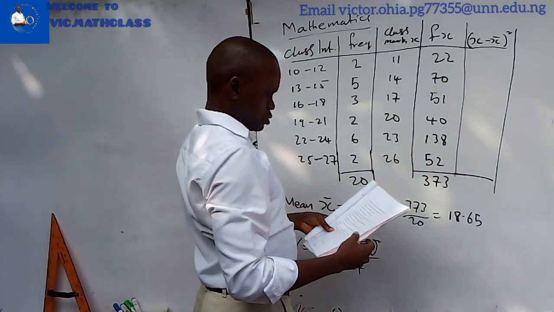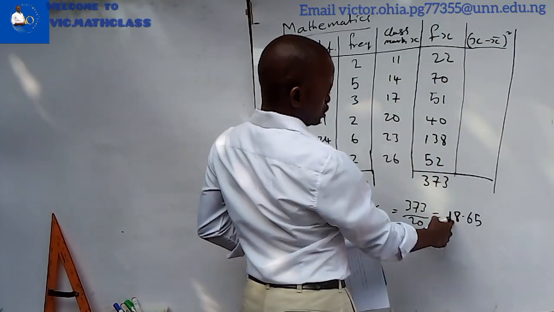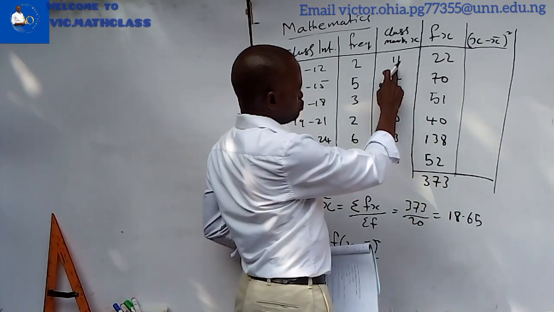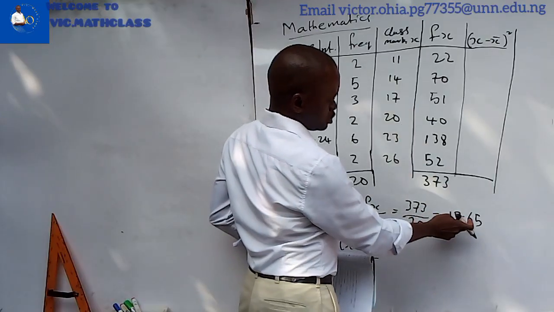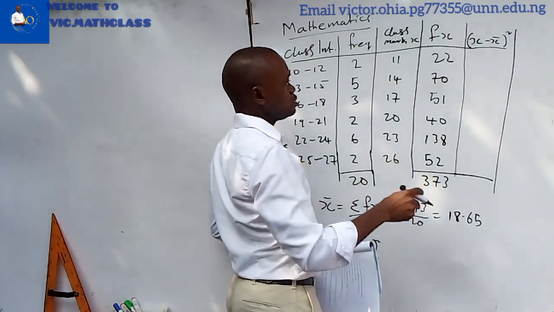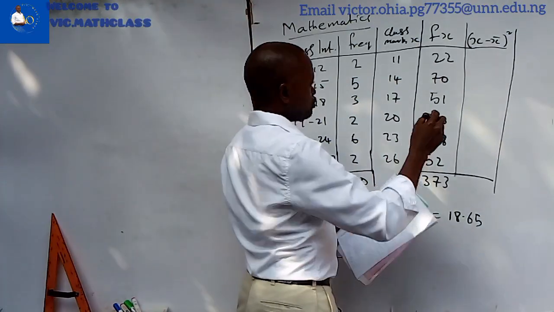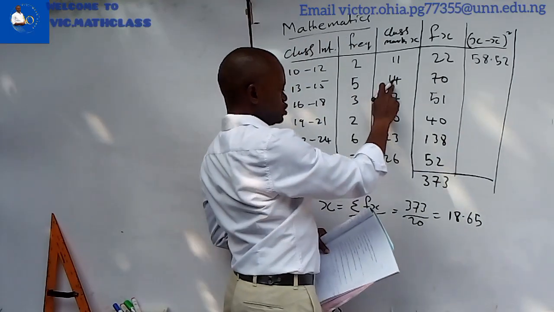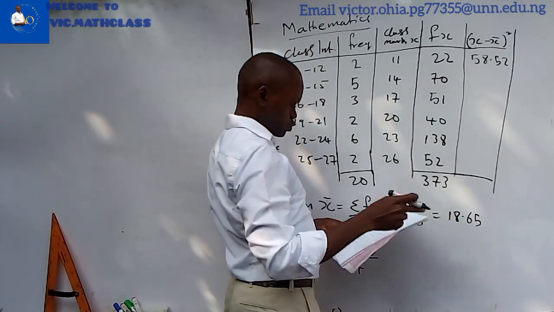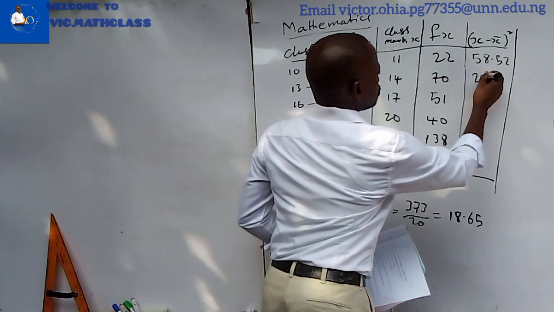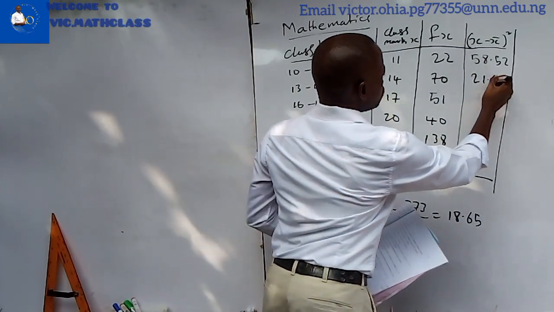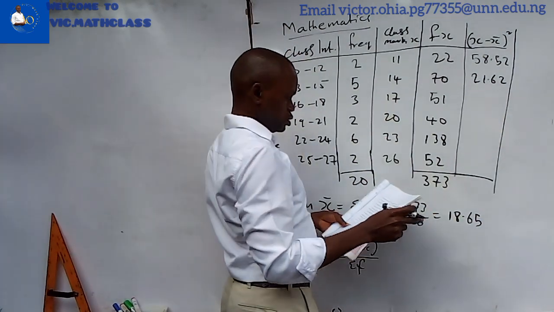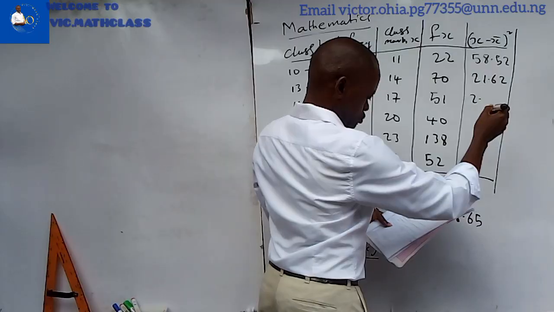By my calculation, the first one, 11 minus 18.65, use your calculator and do it along with me. Press 11 minus 18.65. That result, square it. You will get 58.52. Take 14 minus 18.65. The result, square it. You will get 21.62. 17 minus 18.65. The result, square it. You will get 2.72.